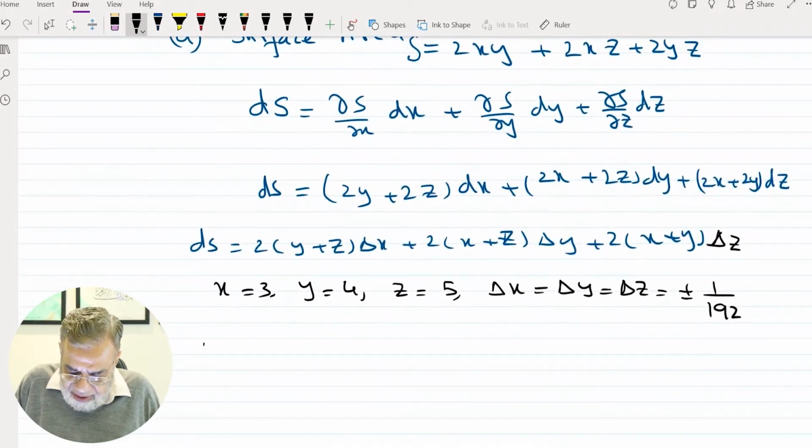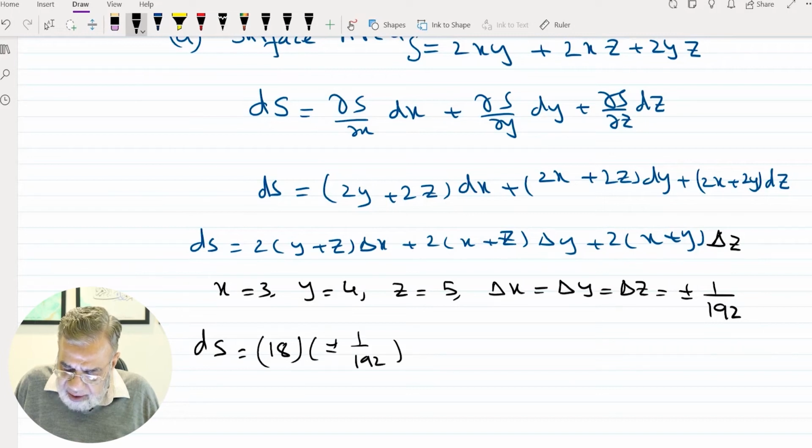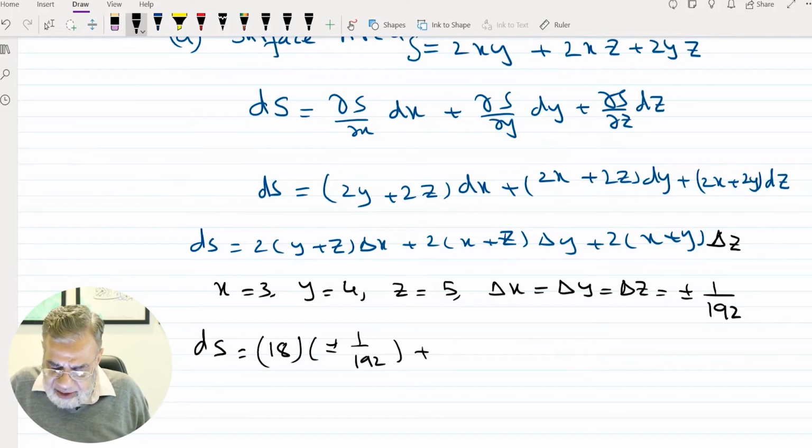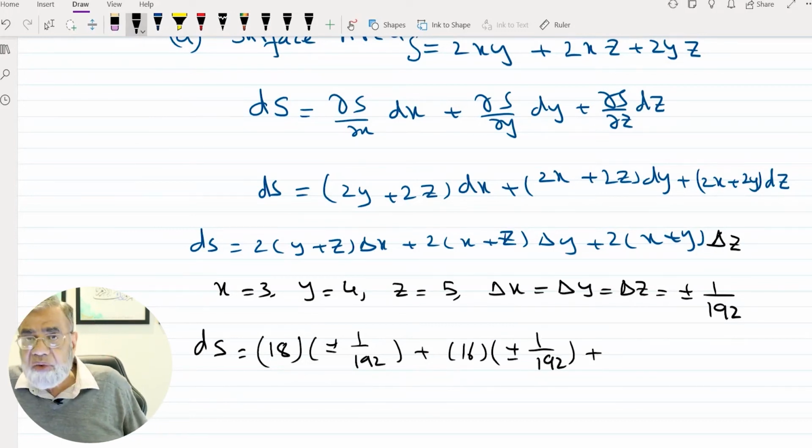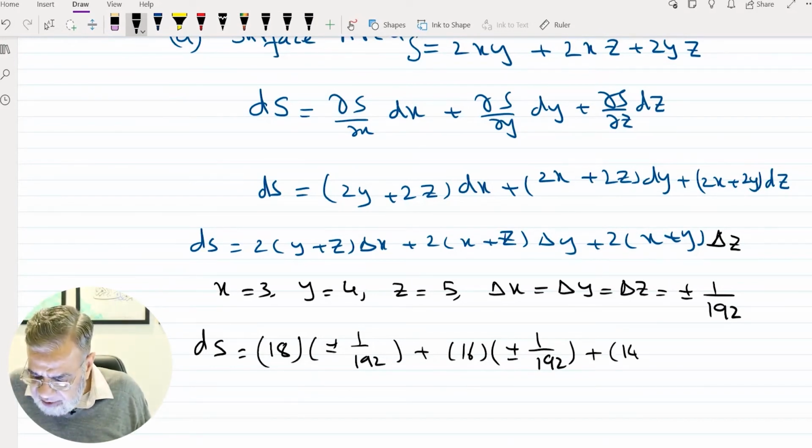So I have here my dS is equal to (y plus z), which is 4 plus 5, 9, multiplied by 2, 18, into delta x, equal to plus minus 1/192. Then we have plus 2 into (x plus z). X plus z is 8, into 2 is 16, multiplied by delta y, which is plus minus 1/192. Then we have plus 2 into (x plus y). X plus y is 7, multiplied by 2 is 14, into plus minus 1/192.